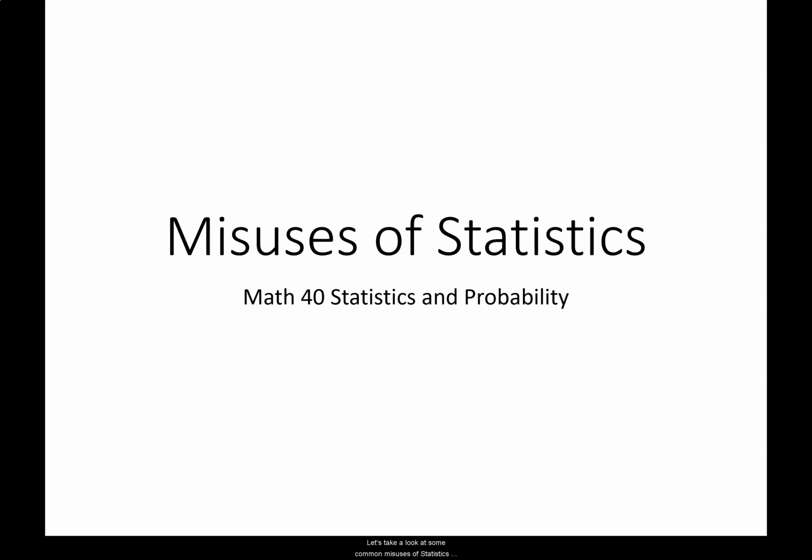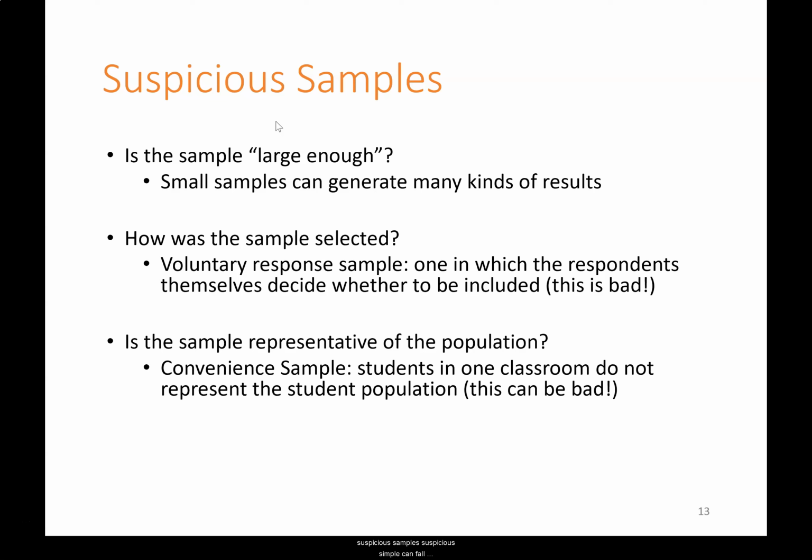Let's take a look at some common misuses of statistics. Suspicious samples. Suspicious samples can fall under multiple categories. Do we have a small sample? Because small samples can generate all kinds of results. How did we gather that sample?